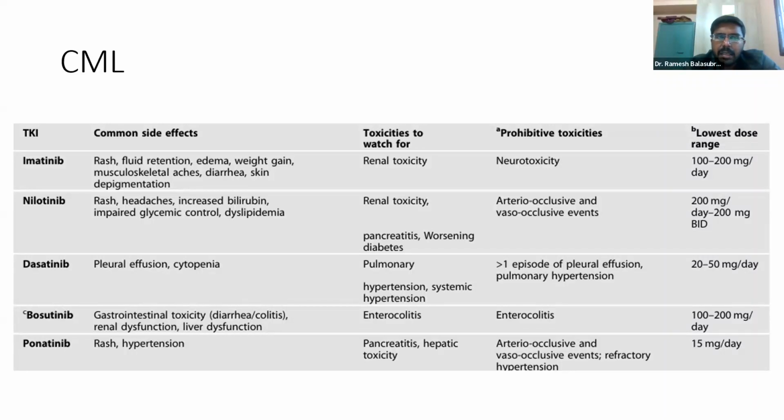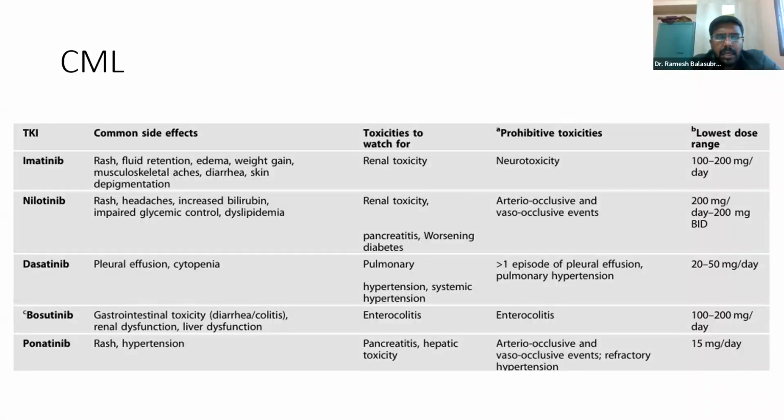Nilotinib is the second generation. The dosage is 300 milligram once daily in CP patients, or 400 milligram once daily in those with accelerated phase or blast crisis. The main common side effects are impaired glycemic control and dyslipidemia. This is the main problem, and because of this, the patients can have thrombotic episodes. The toxicity we have to watch for is worsening of diabetes and pancreatitis. The prohibitive toxicity is an arteriocclusive or vaso-occlusive event.